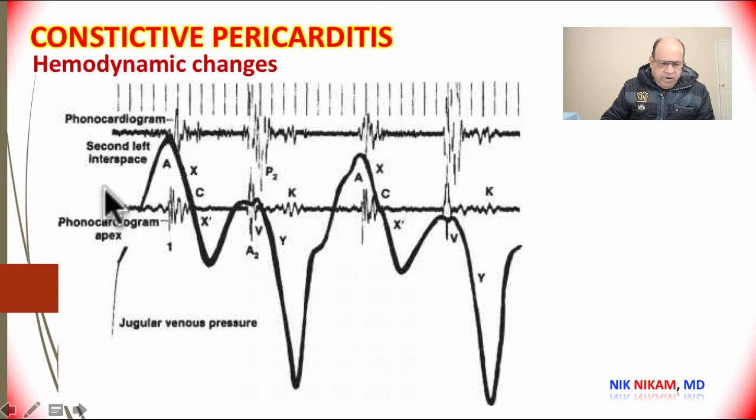Here's an example of a venous pressure tracing. Here we see the A wave. The C wave is almost blunted. Then we have the X descent, and we have a very prominent Y descent in the jugular venous pressure in a patient with constrictive pericarditis. Here is a phonocardiogram showing the opening of the tricuspid and the mitral valves. Here is a representation of the closing of the aortic and pulmonic valves.